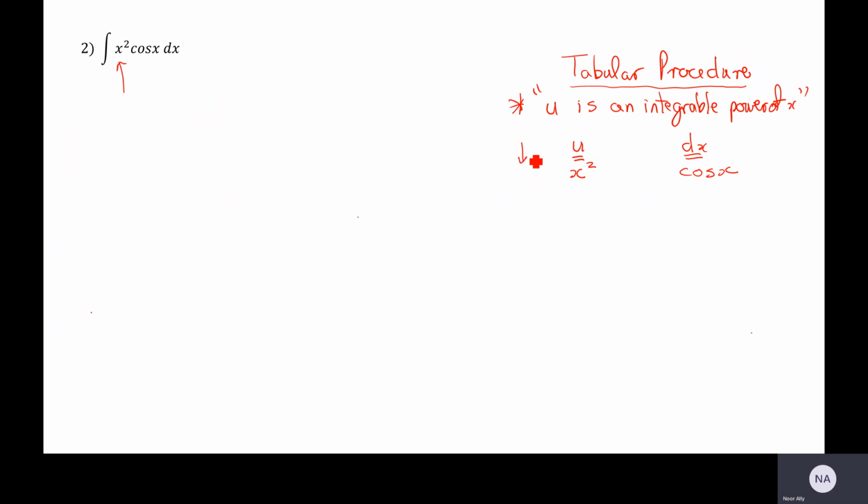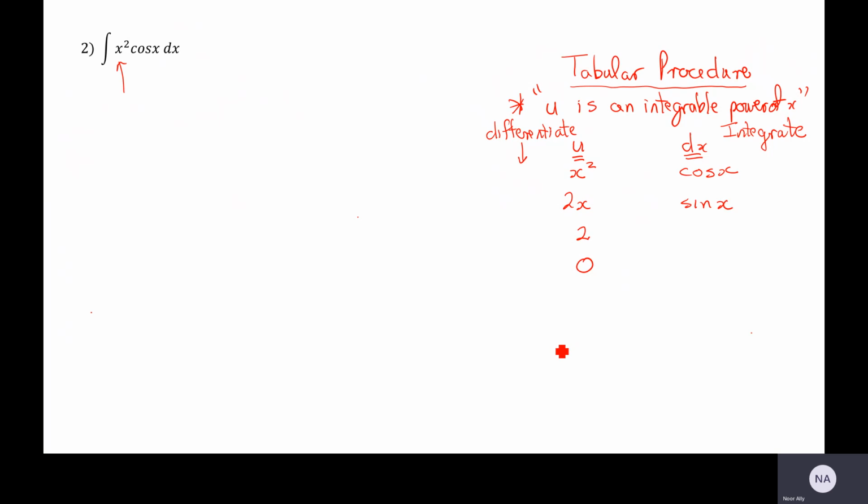The u we differentiate, and we continue differentiating until you get 0. So what's the derivative of x squared? 2x. What is the derivative of 2x? 2. What's the derivative of the constant 2? 0. So the u going down the table, we differentiate. The dx, again going down the table, we integrate. What is the integral of cos x?